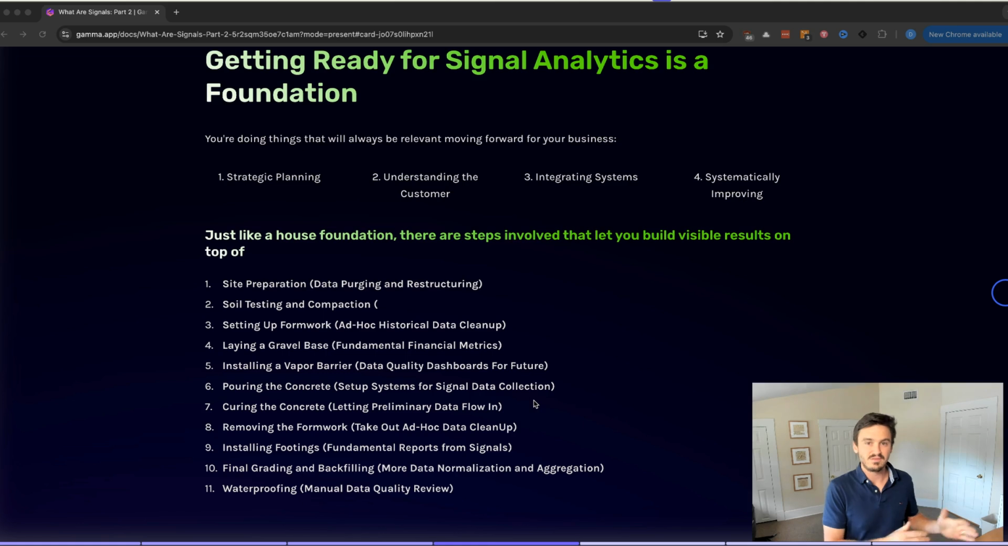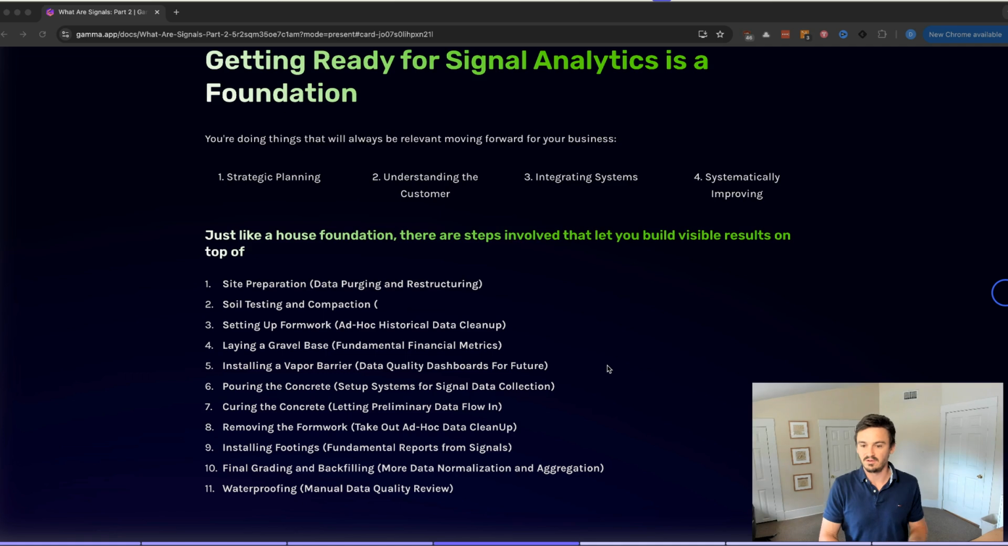10, final grading and backfilling, more data normalization and aggregation. So we're just going to make sure that everything is structured exactly how we want for future reporting and future types of signal analytics. And then last is waterproofing, manual data quality review. We recommend this step. Prevents bad things from happening later on. You review detailed customer journeys, you review the reports, you review the integrations, get the check off on all of those. And so that's the first metaphor, but we're going to go into a second metaphor here.